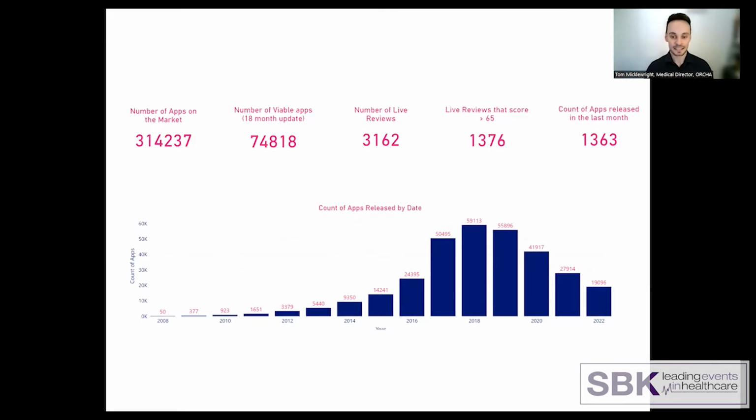And you can see that this isn't a cumulative graph. This shows how many new entrants there are to the market. You can see that there was a peak around about 2018.